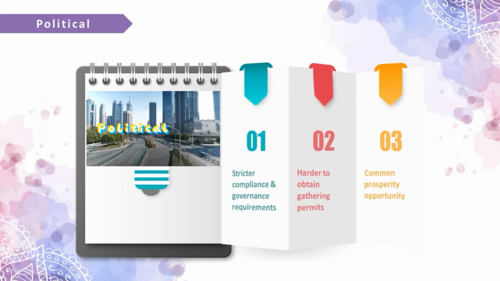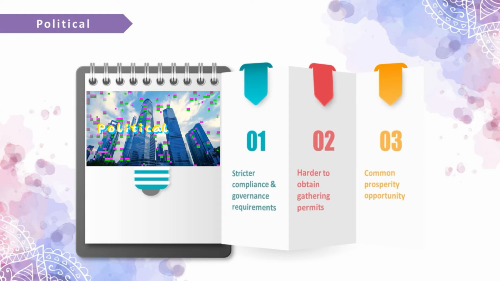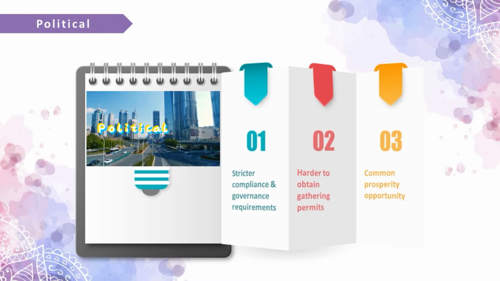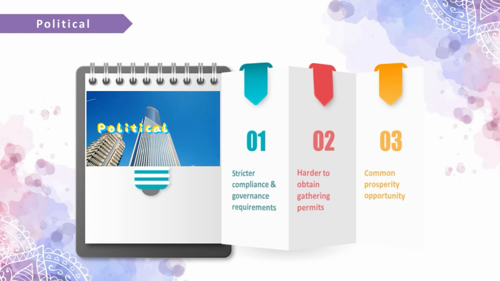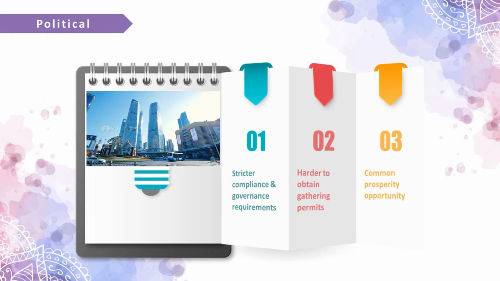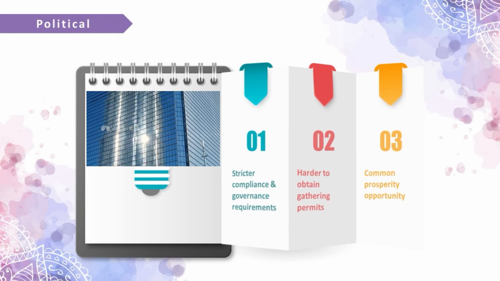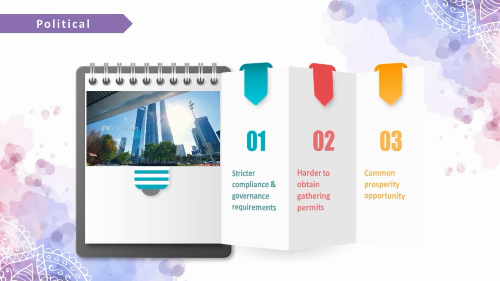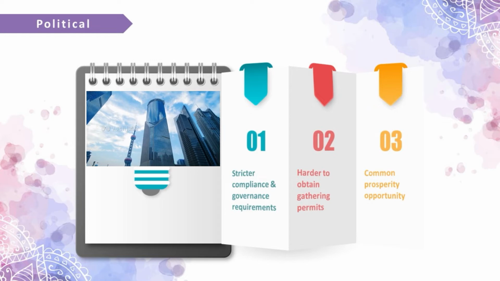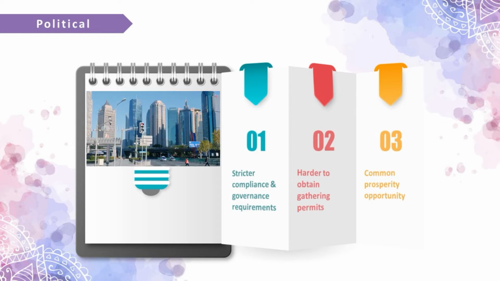Second, due to the COVID-19 pandemic and the Chinese government's zero COVID policy, it is harder to obtain gathering permits. Without gathering permits, direct selling companies cannot hold big events. Third, the Chinese government had introduced common prosperity as the new strategic direction. This policy actually offered an opportunity for direct selling companies to work together with the Chinese government to close the gap of the low-income group.